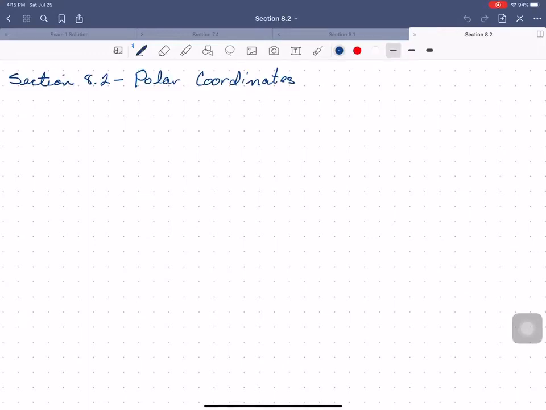Hi, welcome back. So this section of Chapter 8 talks about polar coordinates. The first thing I want you to understand is that polar coordinates is just another method of locating a point in space. Up until now, we have been using Cartesian coordinates.